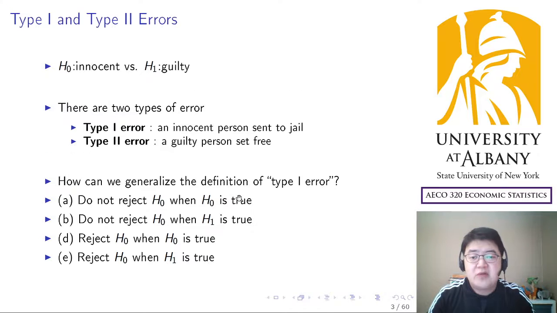So let's think about the error probability. The first example I considered, the first analogy to hypothesis testing, was the presumption of innocence. You may remember the null hypothesis is that the defendant is innocent, and the alternative hypothesis is that the defendant is guilty.